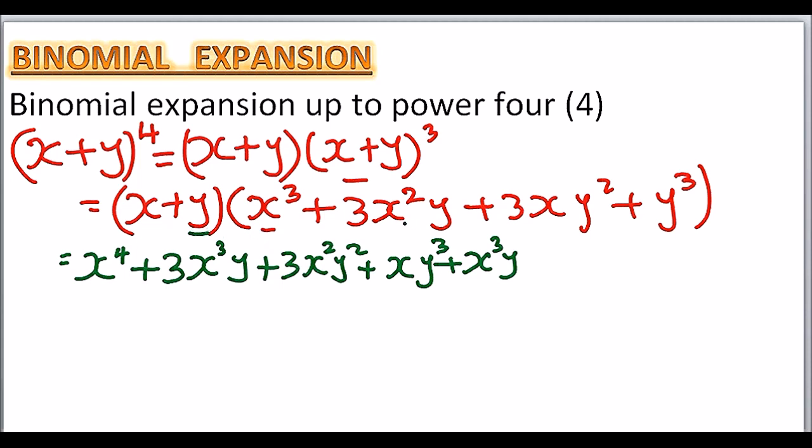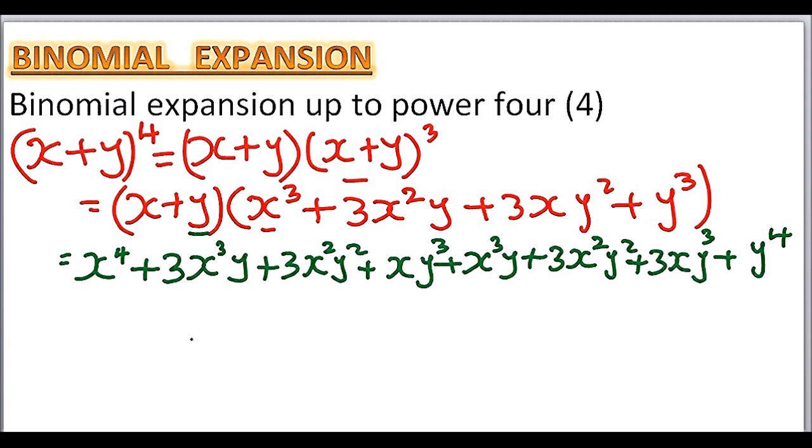Y multiplied by x, 3x squared y, we will get 3x squared y squared. Then we have y multiplied by 3x y squared, we will get 3x y cubed. Finally we have y multiplied by y cubed, we will get y to power 4. Now from there we look at the like terms that we have.